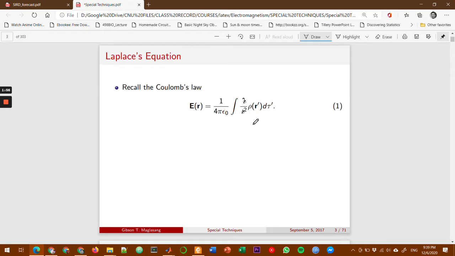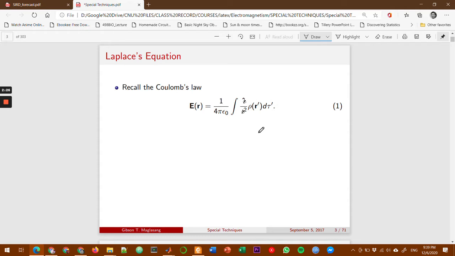Okay. So we recall Coulomb's law. This is the equation, right? We are already familiar with this form. So the primary task of electrostatics is actually to find the electric field given a stationary charge distribution. That's why it's stationary, so it's static. So given this distribution rho, we can find the electric field in this form. So we call this equation 1.